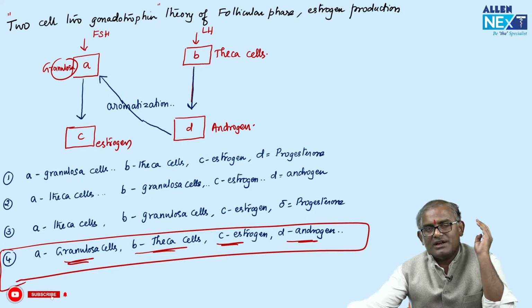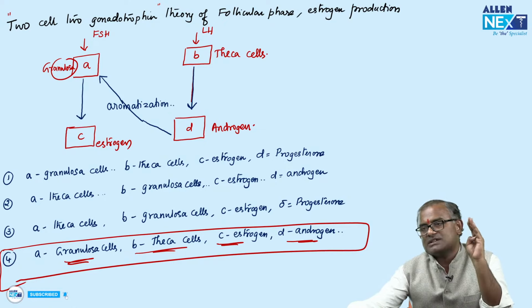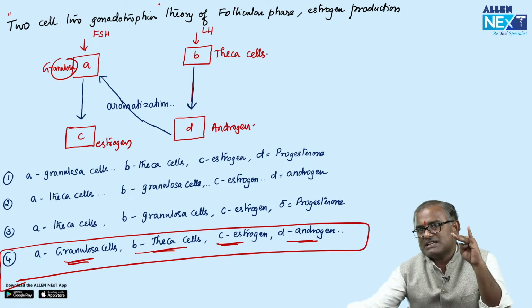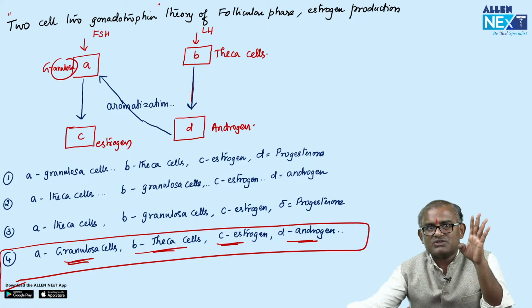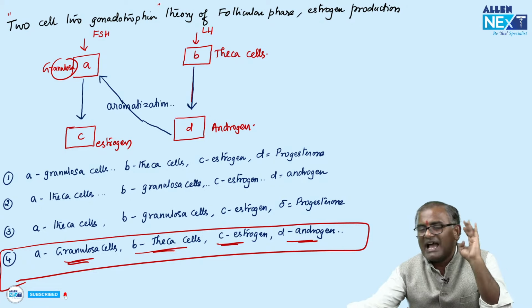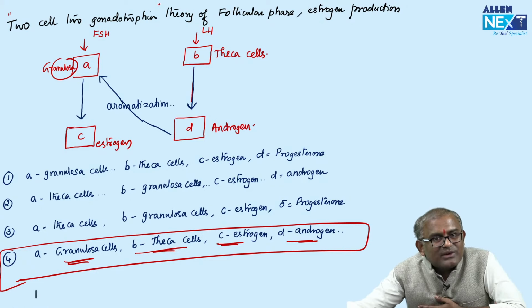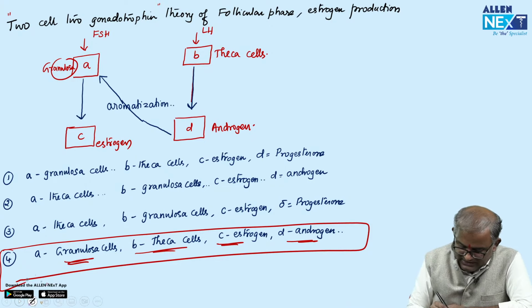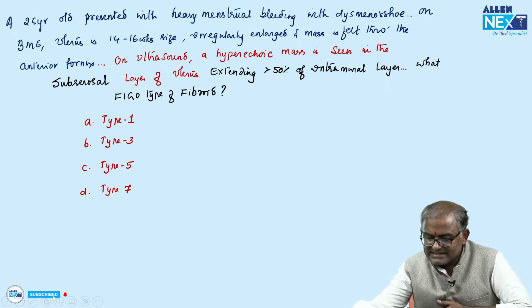So take home message. Theca cells means LH receptors, granulosa cells means FSH receptors. Theca cells means androgen production, granulosa cells means estrogen production. Theca cells means cytochrome P17 activity, granulosa cells means aromatase activity. I think this is very clear. No doubt? Now doctors, we'll proceed to the next question. Very nice question.